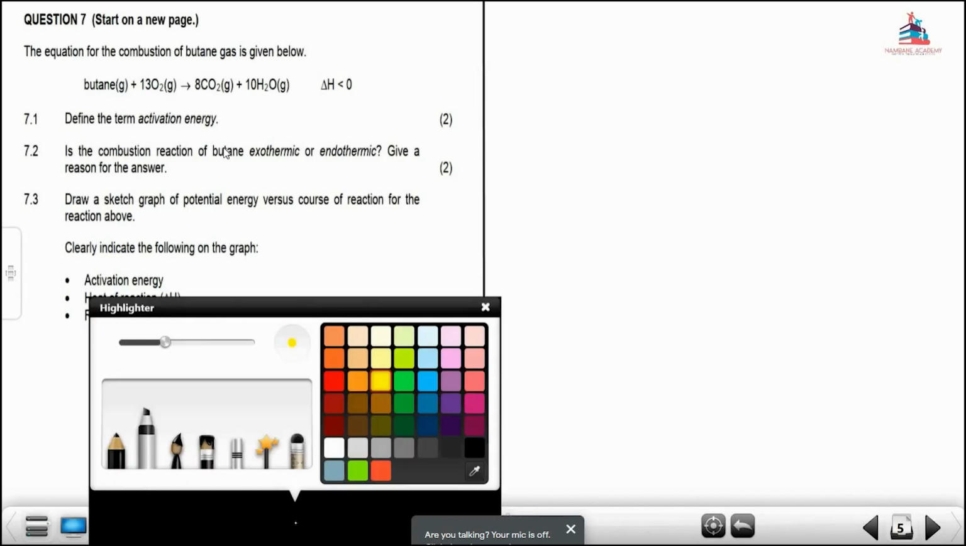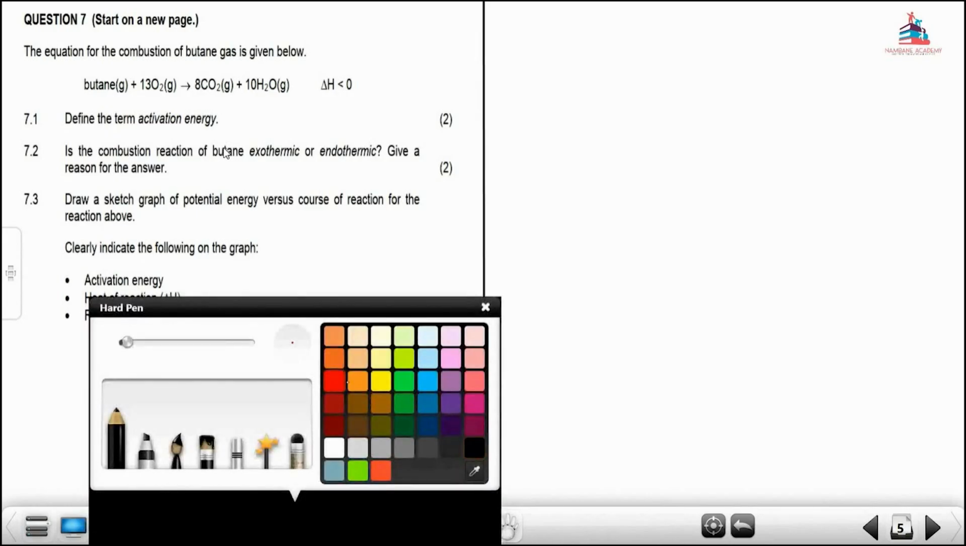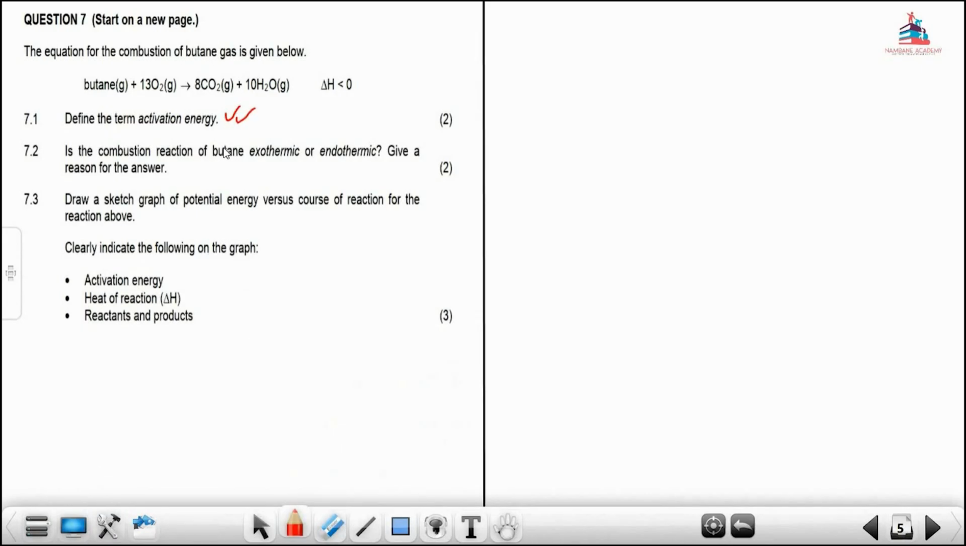Yes. Let's quickly look into it. Most of you got the definition right. The definition for activation energy, that was an easy one for you to get marks. It basically says it's just the minimum energy needed for a reaction to take place. Nice, 2 marks.